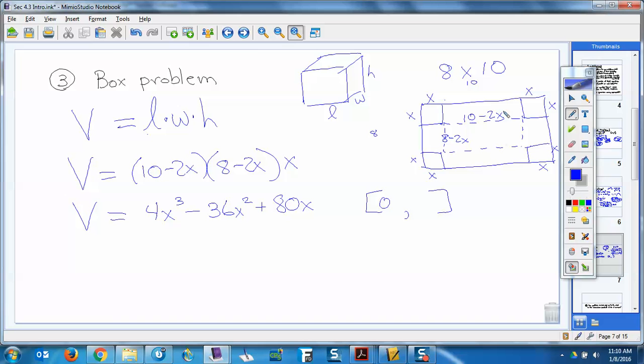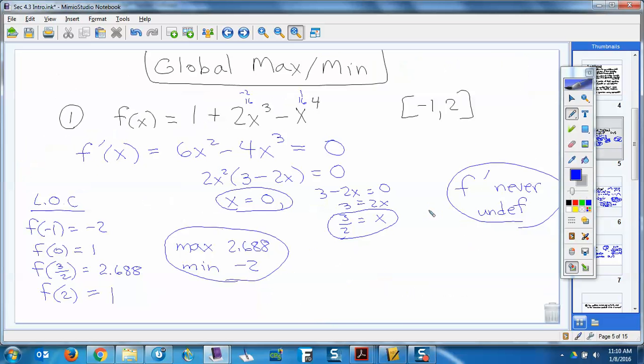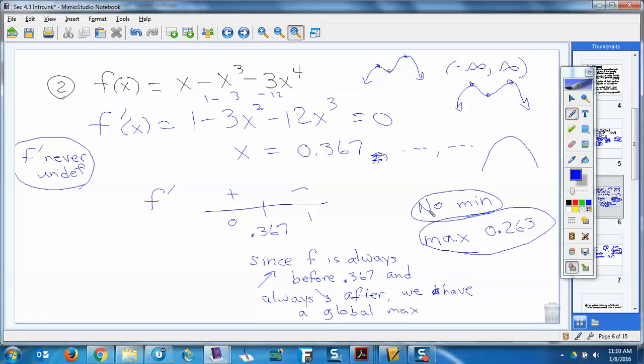What's the biggest x could be? 4. Good. Because if x is 4, you would use up this whole side. X couldn't be 5 because you wouldn't have enough here, right? So the biggest x would be 4. Okay? So that's how we get our inputs. Well, now, we're exactly where we were when we did this problem. We have a function, and we have endpoints, and now you just go for the rest of it.